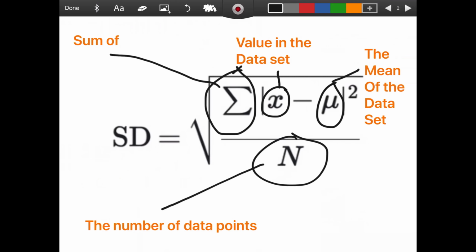I've shown you a diagram. This symbol represents the sum of anything, this x is the value in the data set, any specific number, and this symbol is the mean of the data set. This n is the number of data points, the amount of numbers in the sequence. But keep in mind we're doing samples, so we have to minus the number of data points by 1.